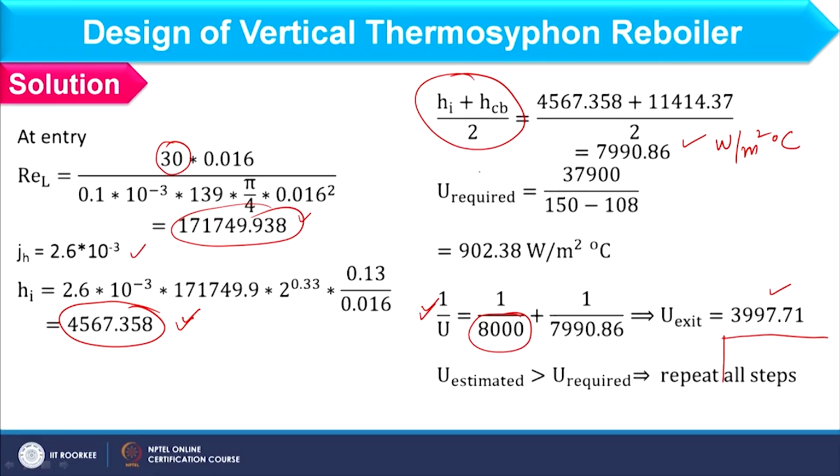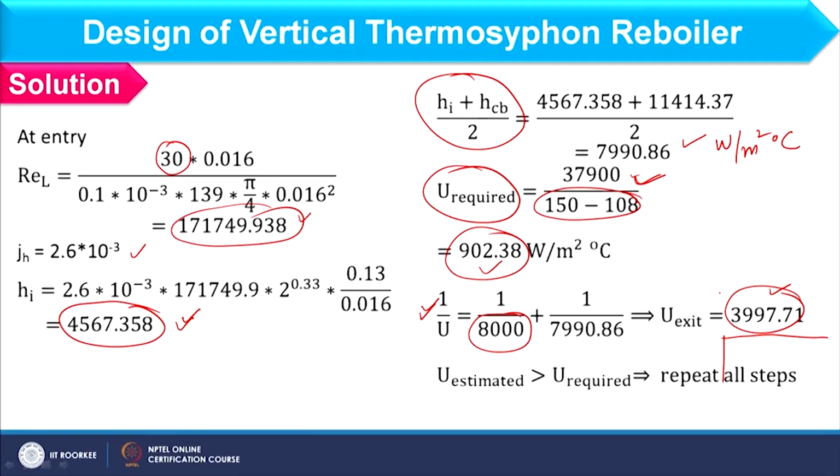Further, we have to find out required U. Required U means what? We have the flux, because this flux we can fix, and this is the same flux at which we will fix the pressure drop, right. So, this is basically watt per meter square. If I divide this by temperature difference, we can find out required U, and that comes out as 902.38. Okay. So, you see we have to require this much U and we have obtained this much U.